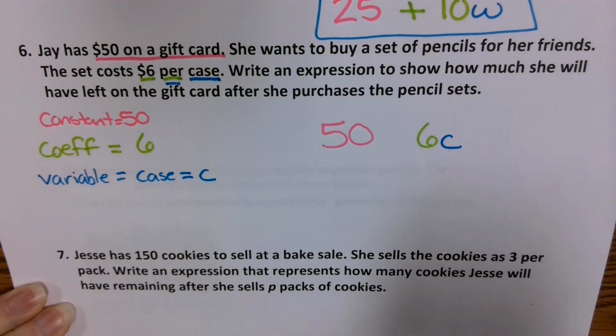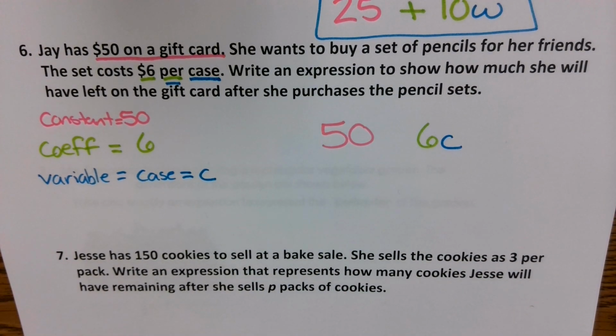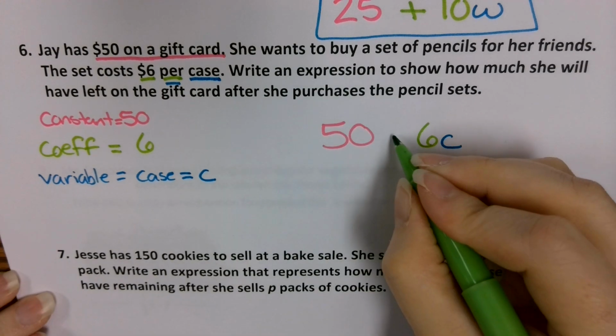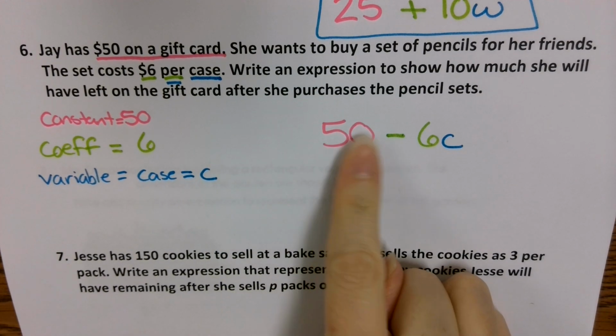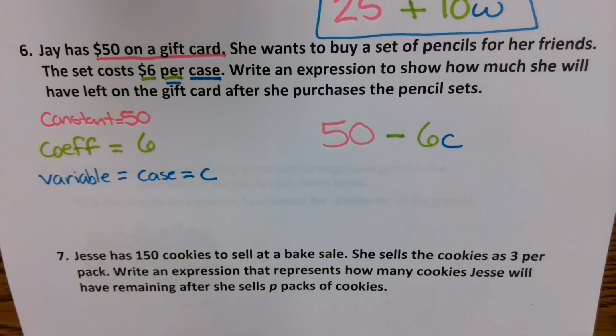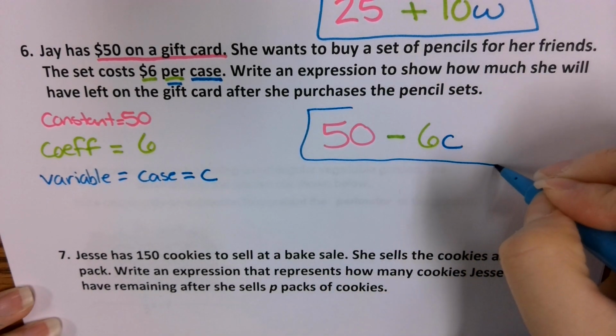So now, are we going to add or subtract in this situation? That's what we have to figure out. We have money on a gift card. We're going to buy items. Is that going to be adding or subtracting? Subtracting, right? When you're paying for items, you're subtracting money off of your gift card. So this is going to be a subtraction of 6C. Start with your 50. You're subtracting 6C away. That's your final answer. Go ahead and do number 7 on your own.